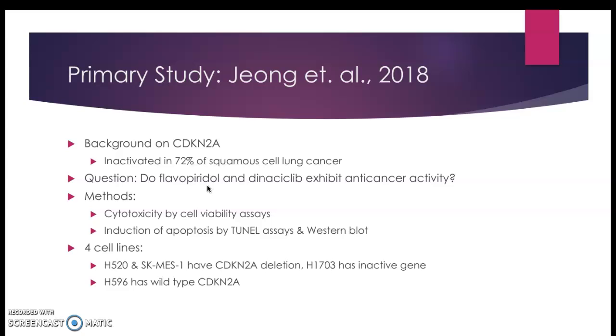So Zhang et al. 2018, they explored CDKN2A, and CDKN2A is an inhibitor of CDK4 and 6, and specifically CDKN2A encodes for P16 INK4A and P14 ARF. So I'm just going to call them P16 and P14 for simplicity's sake, because that's a mouthful.